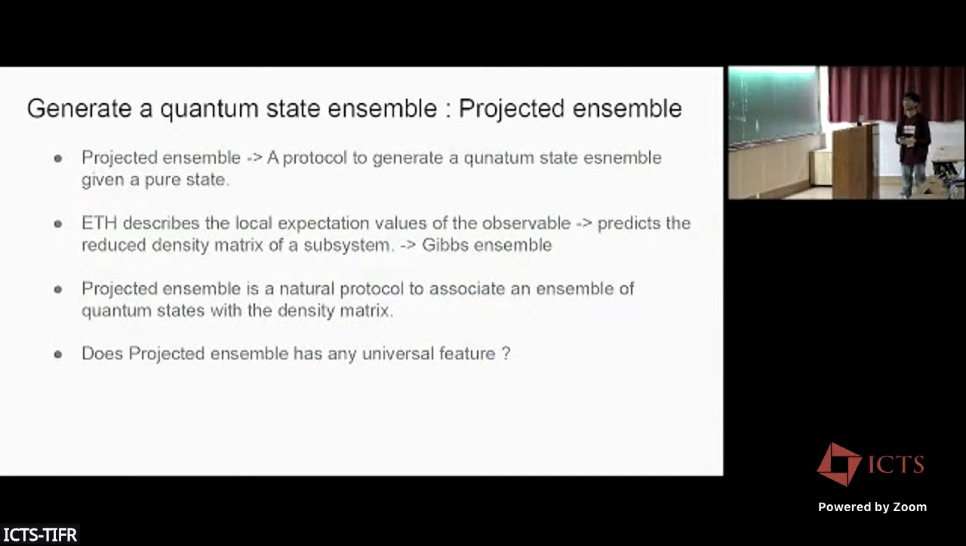Okay, so till now we saw that the projected ensemble is a protocol that can generate a quantum state ensemble given a pure state. The pure state can be anything. It can be an eigenstate, or a time-evolved state under a chaotic Hamiltonian, or any Hamiltonian you like. ETH, which is the conditional statement regarding thermalization, describes the local expectation value of any observable. It predicts that the system goes to an ensemble which is determined by the conserved charges of the system. Generically, for a chaotic system, it is just energy. The projected ensemble is a natural protocol that lets us associate an ensemble with the reduced density matrix that we get. Now the question is whether it has any universal feature.